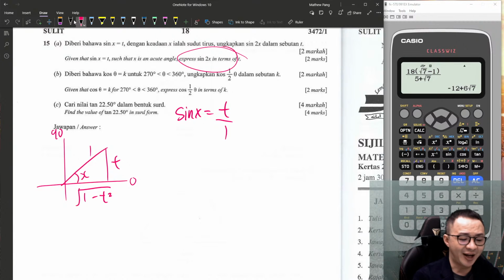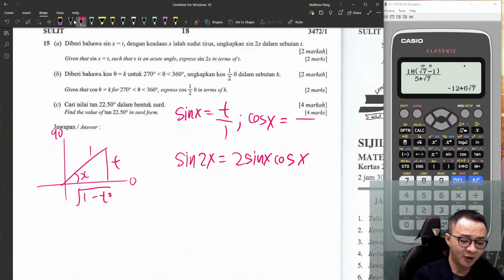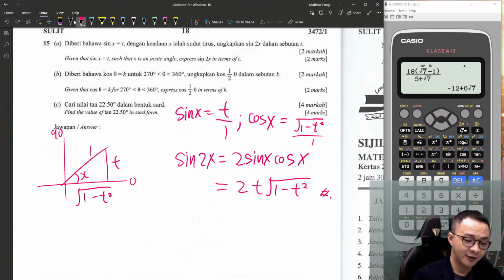So they asked me to express sine 2x in terms of t. So the sine 2x formula is given: 2 sine x cos x. So I have sine x, I just want to find my cos x here. So cos x is adjacent over hypotenuse, over 1. Now I got everything I want, which is 2t square root of 1 minus t squared. Done. 2 marks is quite easy. B.